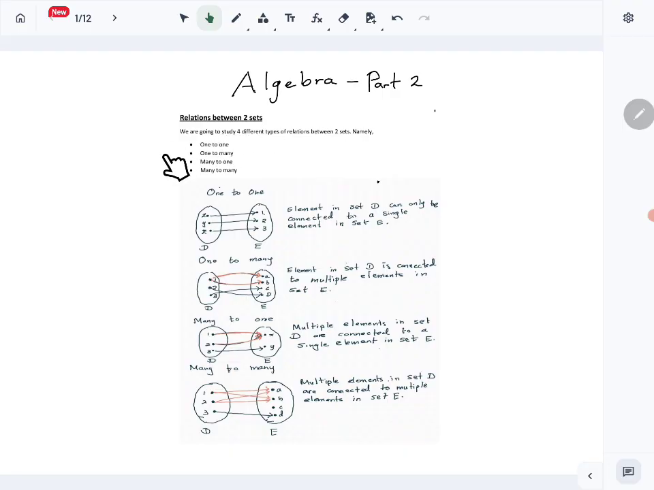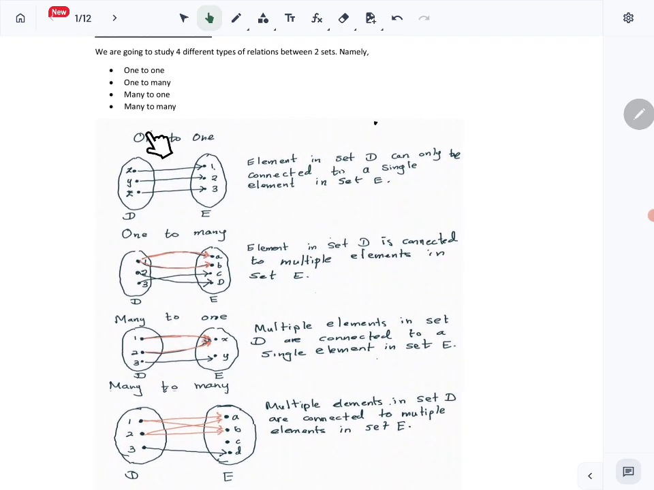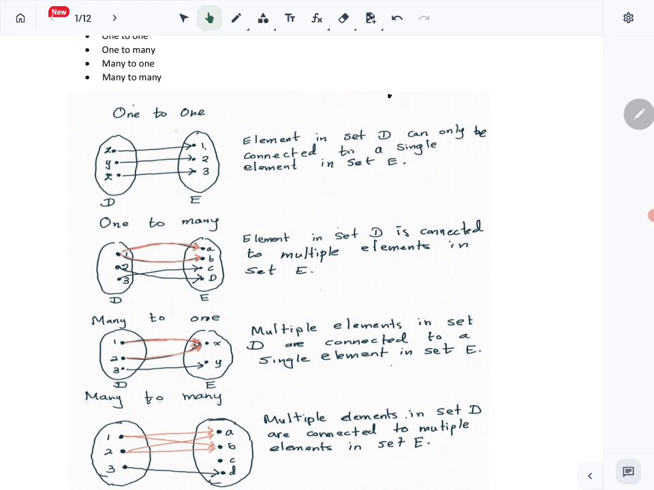We are going to look at four types of relations: one to one, one to many, many to one, and many to many. So first, let's look at one to one. So you have set D and set T. There are elements in set D and there are elements in set T. Look at how they are connected.